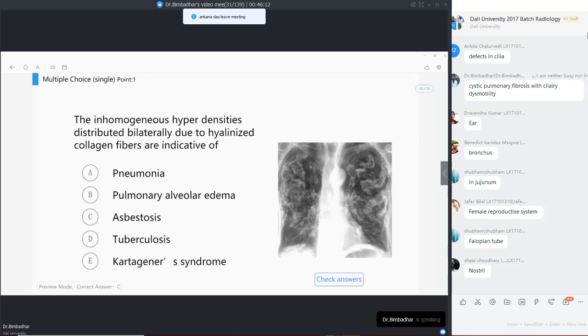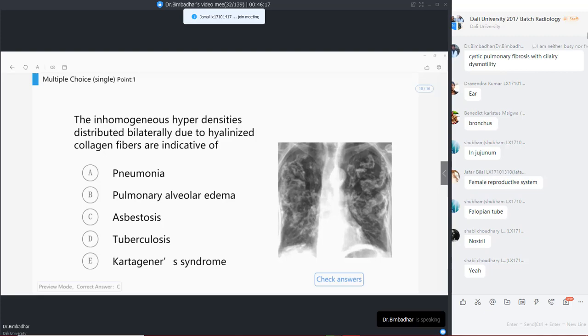Don't worry. Benedict and Shabi, yes, you guys are correct. The whole lining of the respiratory system is made up of cilia itself. So be it nostril, be it bronchus, yes, you guys are correct. But where else do we have cilia? Ankita, can you tell? Aman, can you tell where else are cilia?